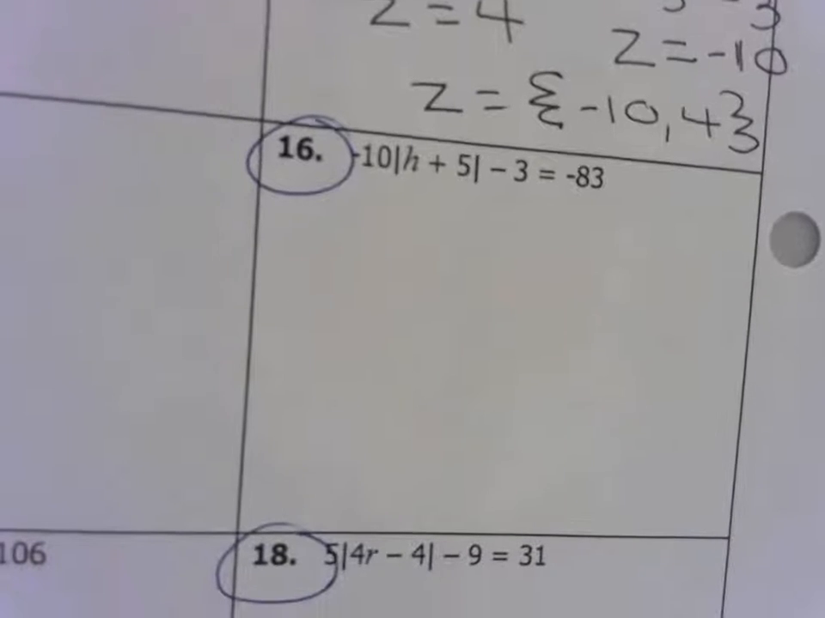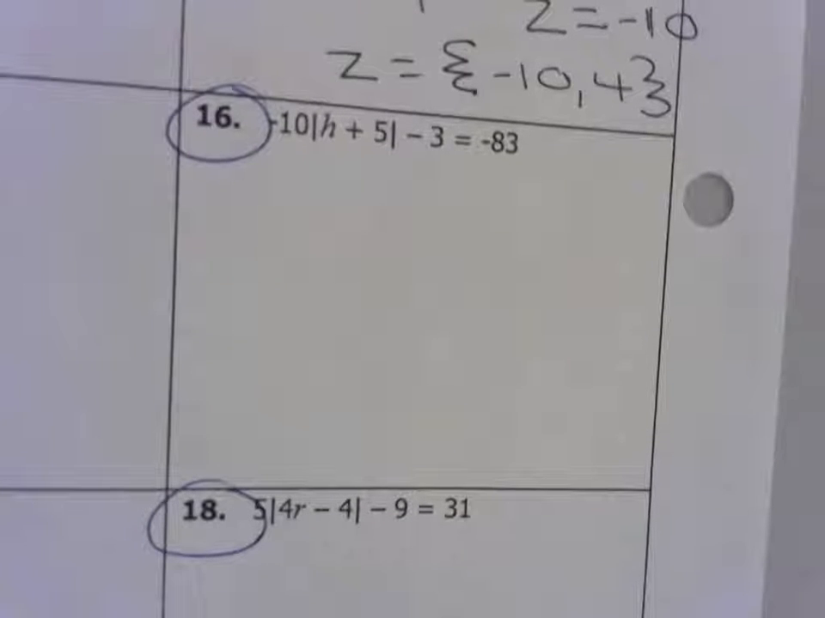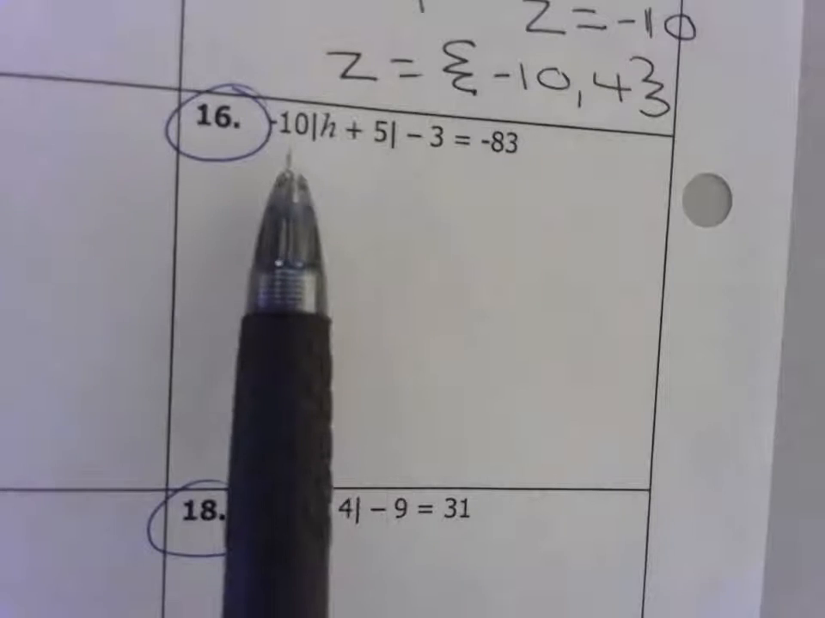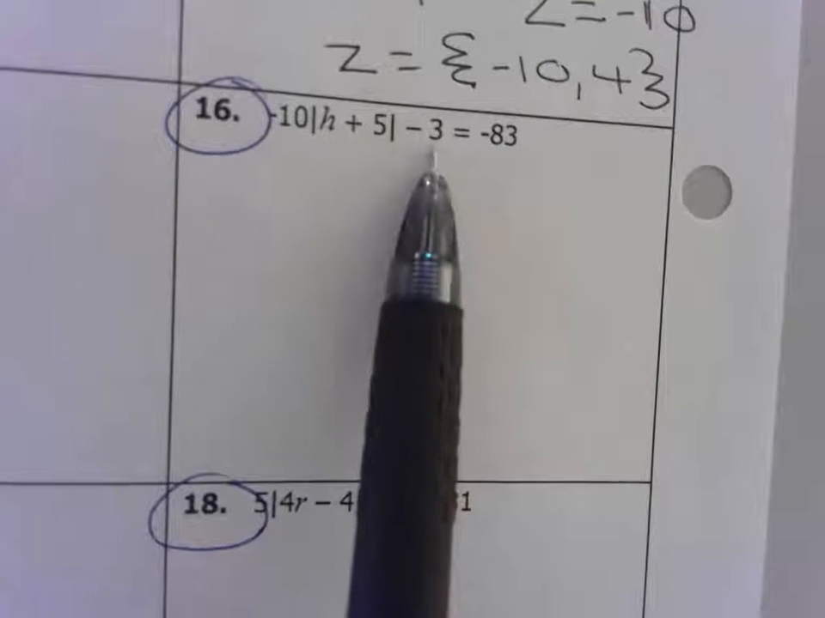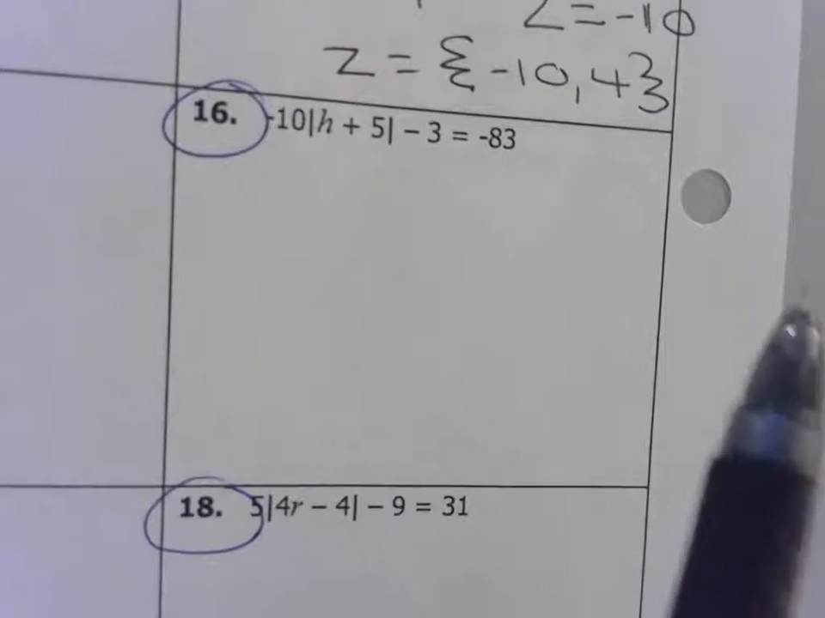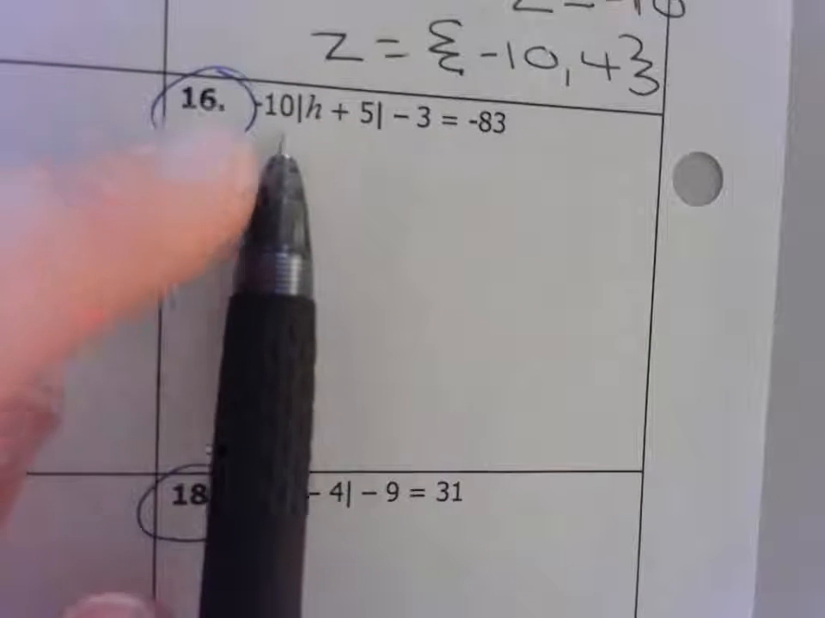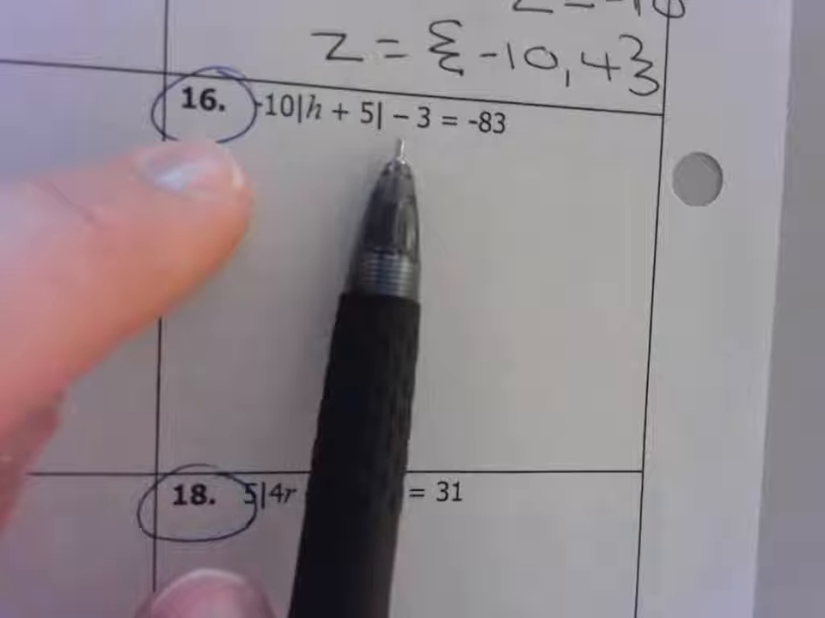If I look at 16, what is different about 16 than the ones we just did? There's more on the left side. There are two numbers that are outside the absolute value. So the first step is to isolate the absolute value. So I need to get rid of the negative 10 and the negative 3 because they are both on the outside of the absolute value. Think about normal equations. Do I get rid of negative 10 first or negative 3?